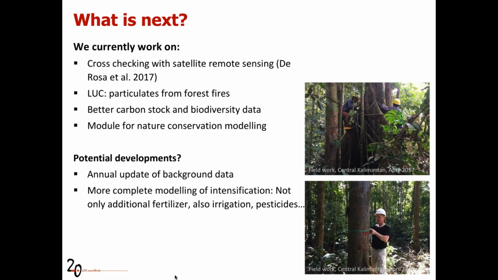We would also like to have a more complete modeling of the intensification part, so the contribution to indirect land use change coming from intensification. At the moment, we include, of course, fertilizer in the impact from intensification, but of course there are other inputs for intensifying the production. For example, water, so the effect of irrigation, the input of pesticides, and so on.